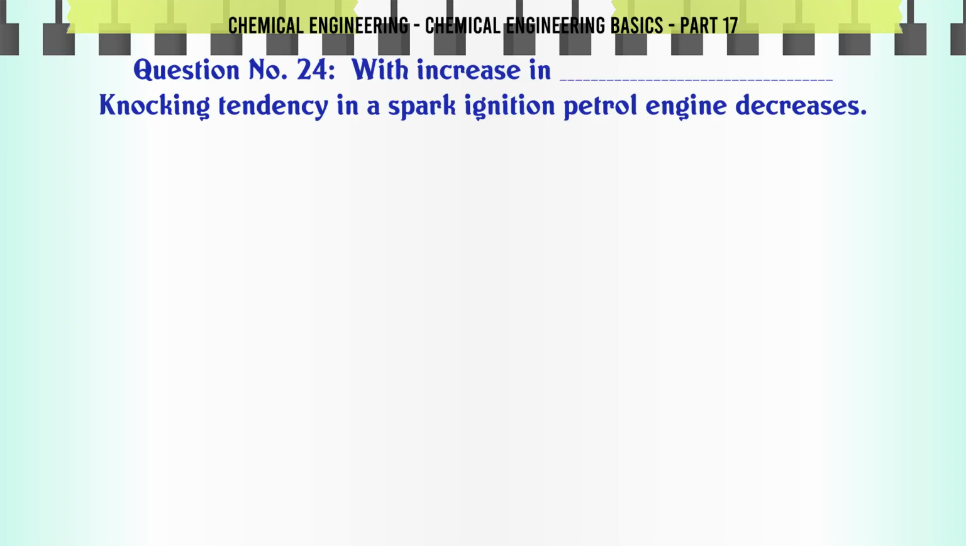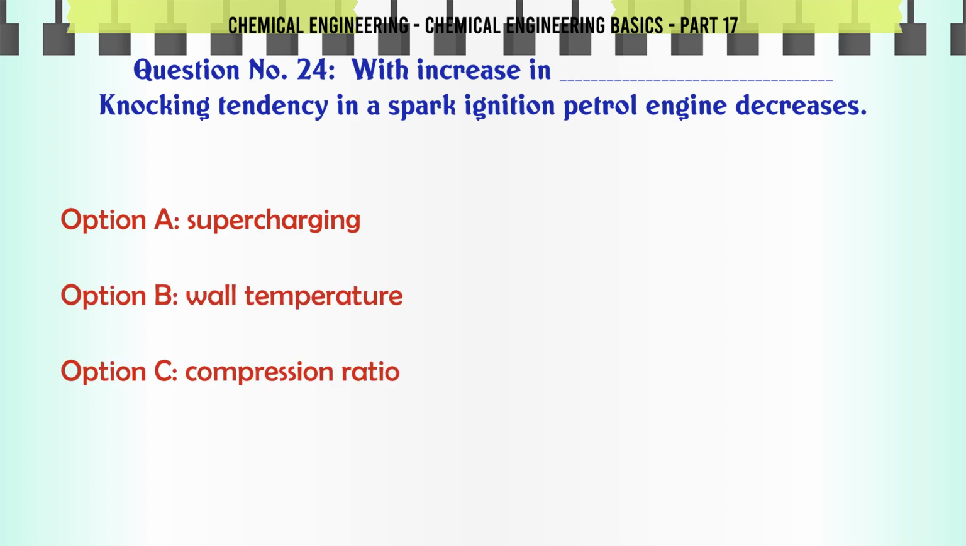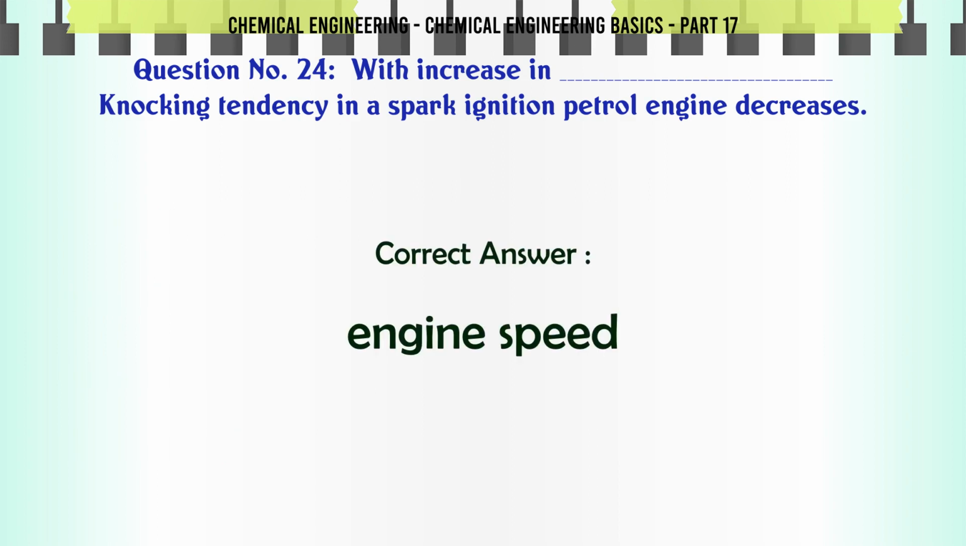Knocking tendency in a spark ignition petrol engine decreases with increase in A. Supercharging, B. Wall temperature, C. Compression ratio, D. Engine speed. The correct answer is engine speed.